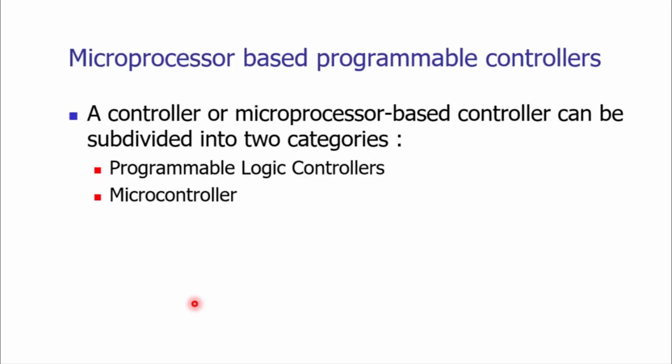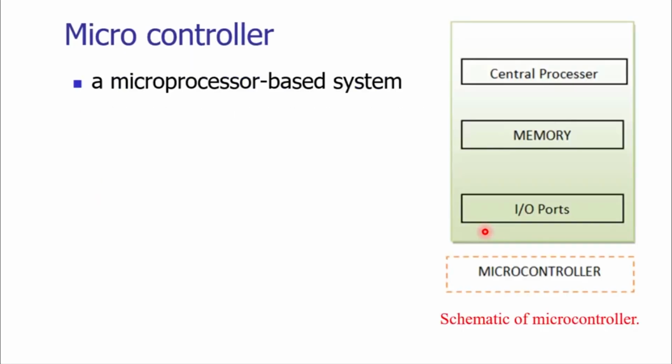Well, now see what are the various programmable controllers which are based upon the microprocessor. In the industry, basically PLCs, that is programmable logic controllers, and the microcontrollers are often being used. These two devices are incorporating a microprocessor as their CPU, central processing unit. So what is a microcontroller? The microcontroller has the central processor, it has the memory, and it has the input output ports. So together it is called the microcontroller.